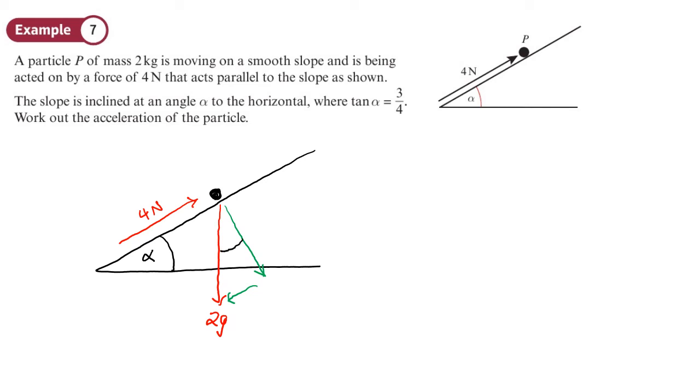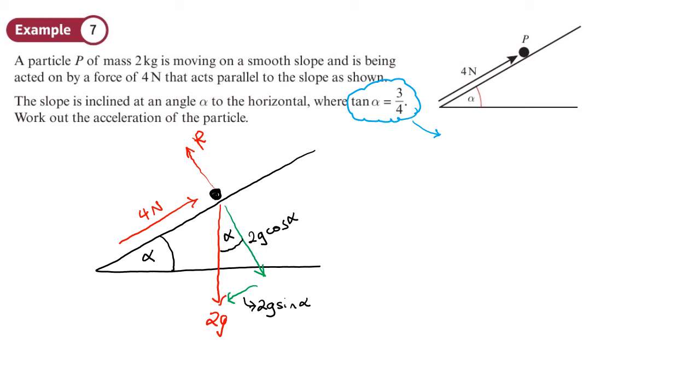This angle here is alpha, it's always the same as the incline of the slope, which means that this part is 2g cos alpha, and this bit is 2g sine alpha, and there's also a normal reaction here. We may or may not need that, but I just want to draw your attention to the way that the angle is given. Notice that we're not told what the angle is. We're told that the tan of the angle is 3/4.